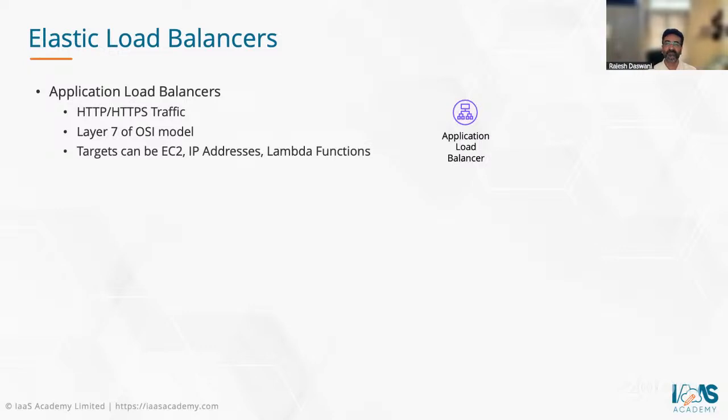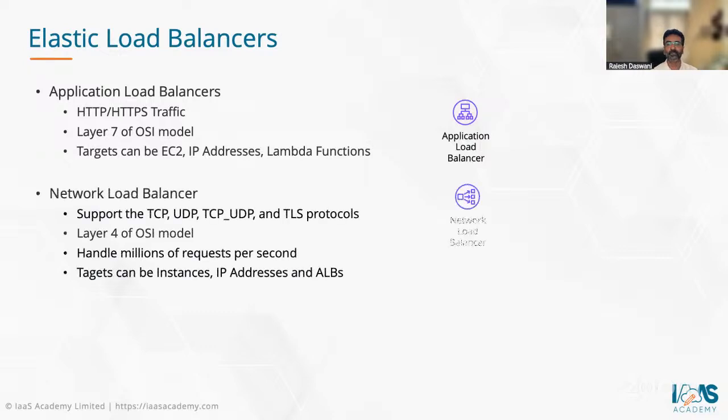So top of the list is the application load balancer, which allows you to distribute layer 7 of the OSI model type traffic. So that's HTTP and HTTPS traffic. The targets can be EC2 instances, IP addresses, Lambda functions, etc. You have the network load balancer, which provides support for TCP, UDP, and TLS protocols. It's a layer 7 type traffic. It's capable of handling millions of requests per second. The targets can be instances, IP addresses, and application load balancers.